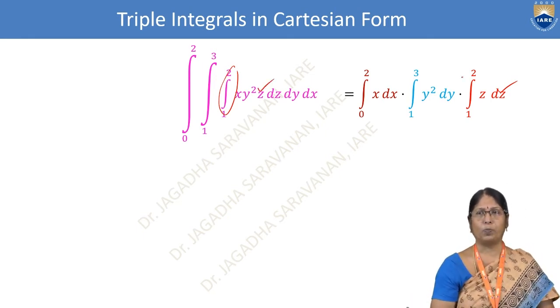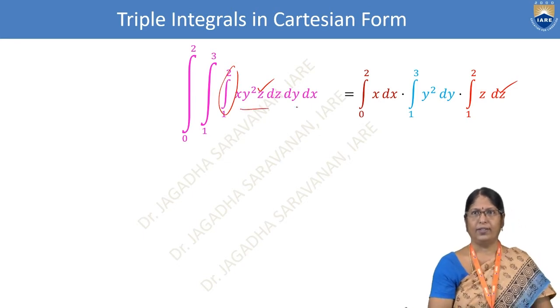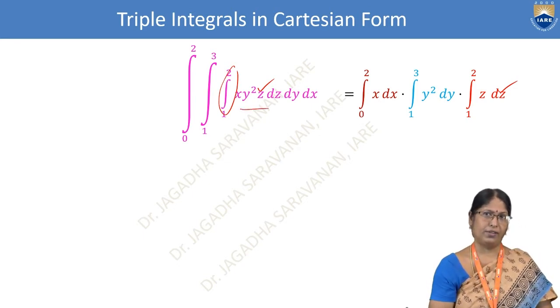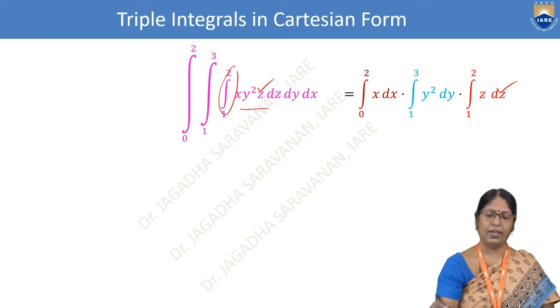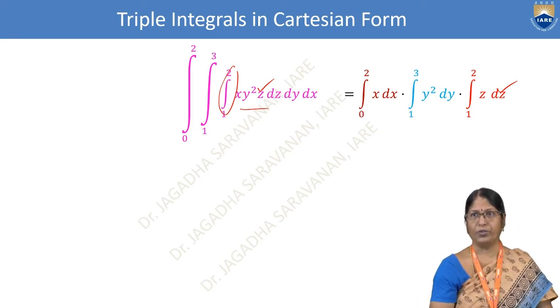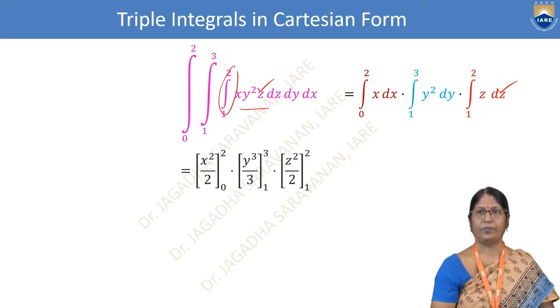This way it is possible if the dependent variable is expressed in terms of independent variables. If it is possible, then like this we can use it. At one stroke we can easily finish the integration. And the limits also should be constants.